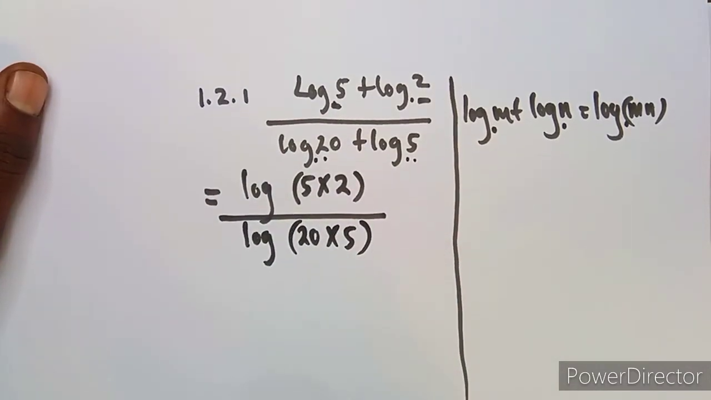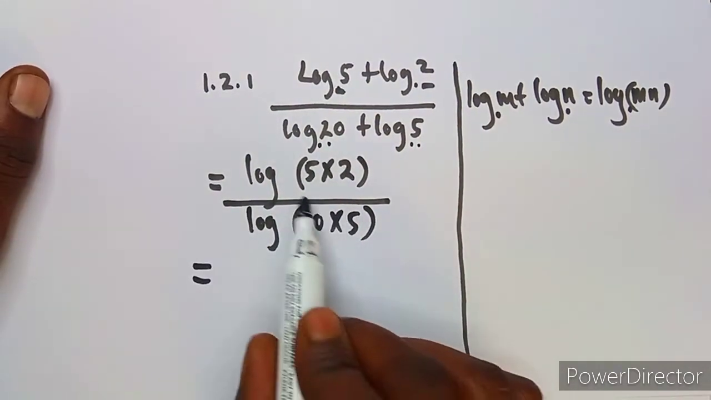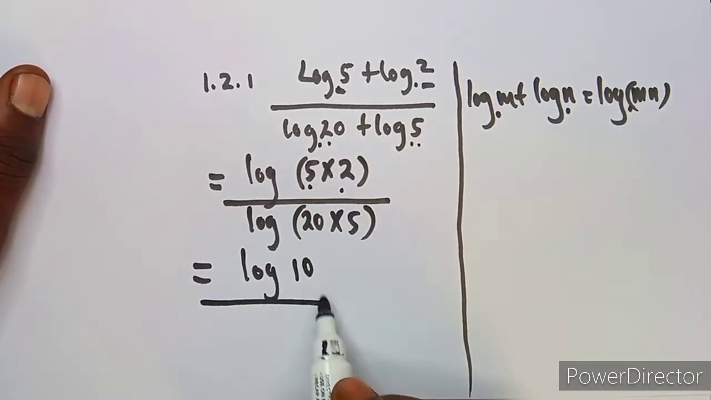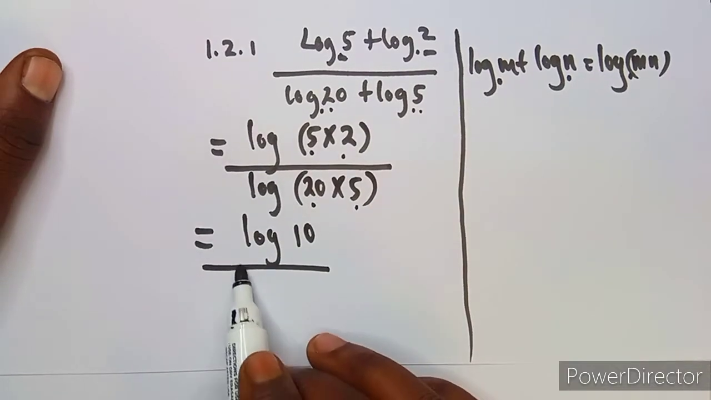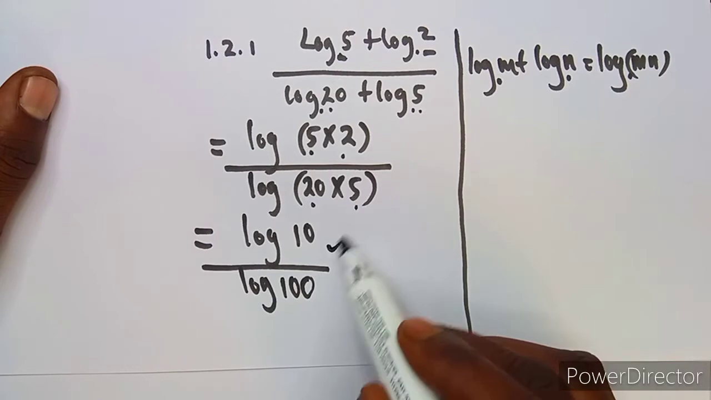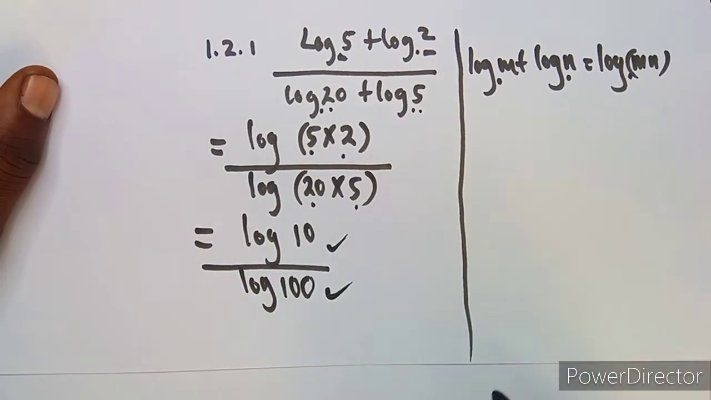All right, so what am I going to obtain? 5 times 2 is 10, so I'm going to obtain log 10 over log of 20 times 5, which is 100. Okay, so I'm left with log 10 over log 100.